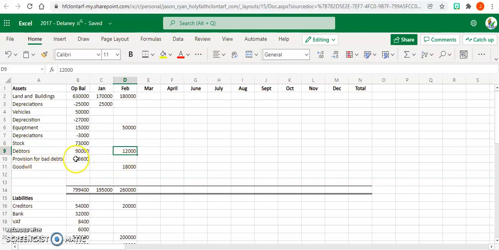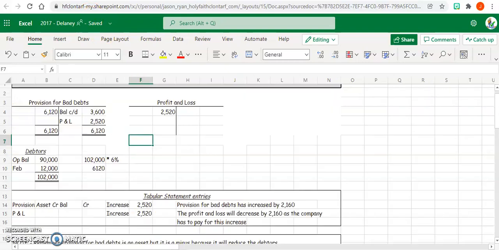Now remember, we have a provision for bad debts already of 3,600. So we're going to see if this provision for bad debts is going to go up or if it's going to go down. So it's going to be 6%. So 90,000 plus 12,000 gives you 102,000. So our 102,000 multiplied by 6% gives you 6,120. So our provision for bad debts is going to increase to 6,120.